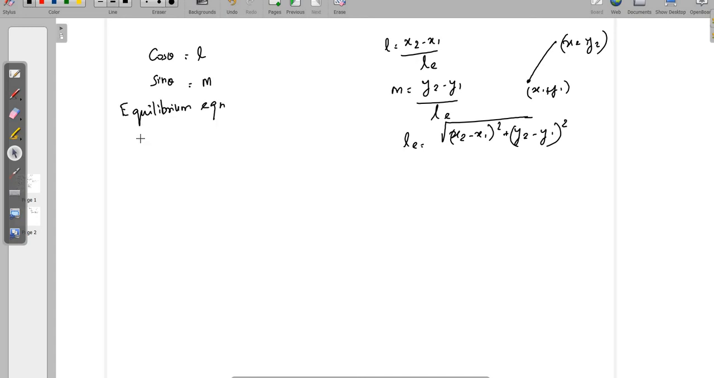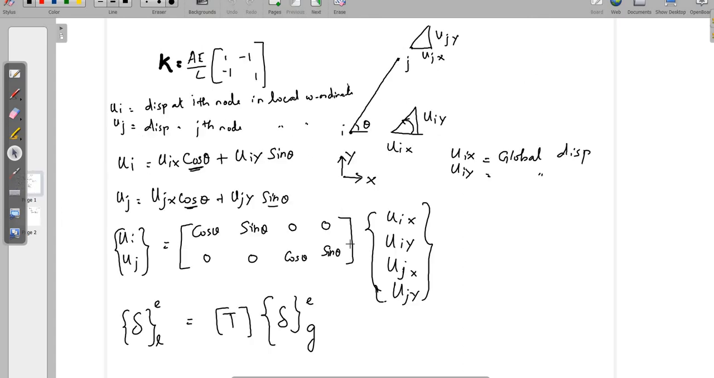Equilibrium equation is Ku equal to F. Here I am going to represent u with delta. So K delta equal to F. F and delta are in vector form. So it is for the element. K is also for the element level with the local coordinates. This expression is for local coordinates. Now we have the equation number 1.